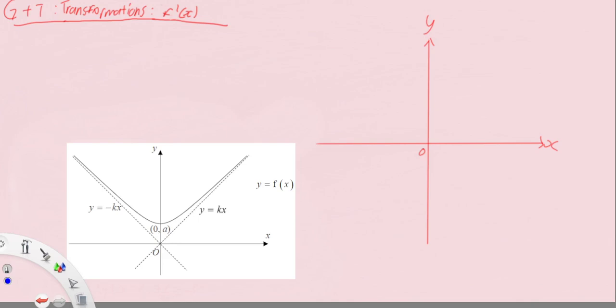Hey everyone, moving on to the first example of our derivative graph, we have this y equals f(x) graph, and as promised, there are oblique asymptotes, this time round with gradient k. So we have y equals plus minus kx as our asymptotes, and this particular graph passes through the point (0, a), and this is a turning point.